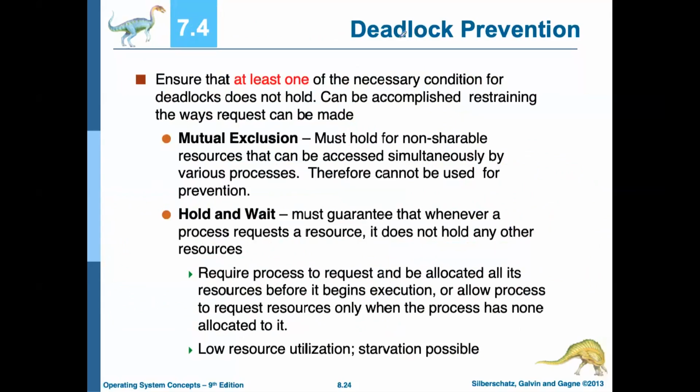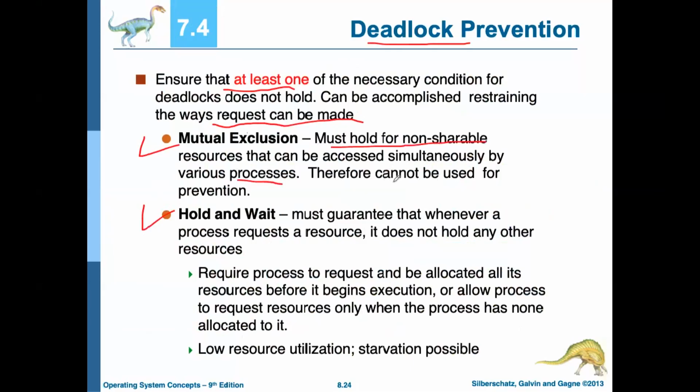So deadlock prevention. We are now talking about deadlock prevention, which ensures that at least one of the necessary conditions for deadlock does not hold. This can be accomplished by restraining the ways requests can be made. First, mutual exclusion. Next is hold and wait. Mutual exclusion must hold for non-shareable resources that cannot be accessed simultaneously by various processes.